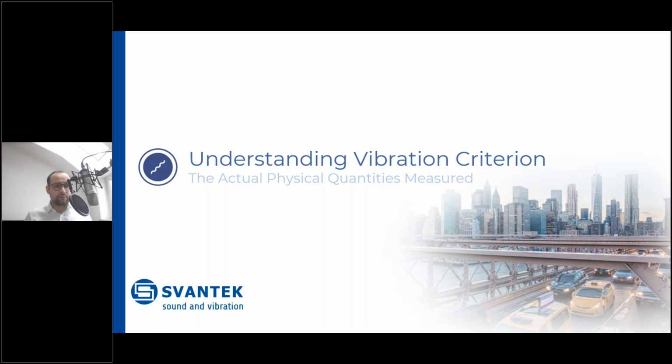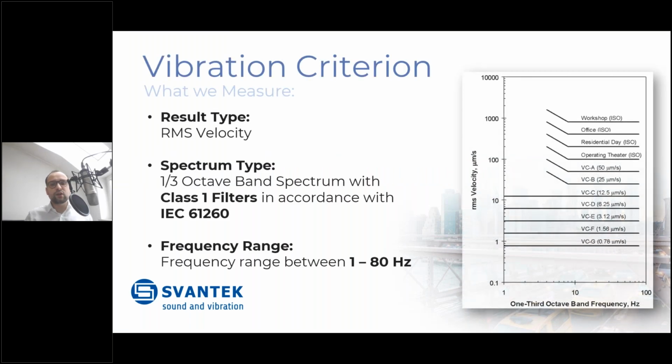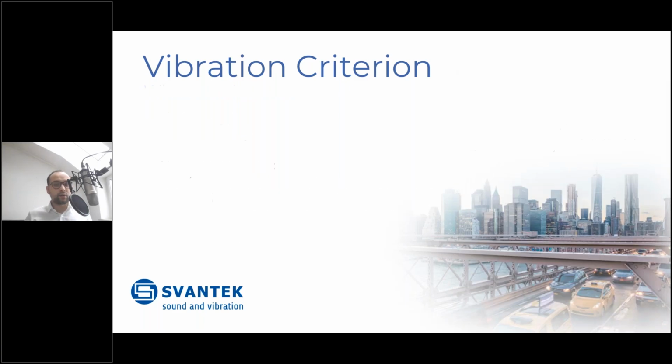So what is it that we're actually measuring? Vibration can come in many forms. What is it that the vibration criterion curves assume that we should be measuring? In a very quick summary, it is RMS velocity with a spectrum type of the third octave band spectrum between 1 and 80 Hertz. That is the extremely quick summary of the quantity we need to be measuring.